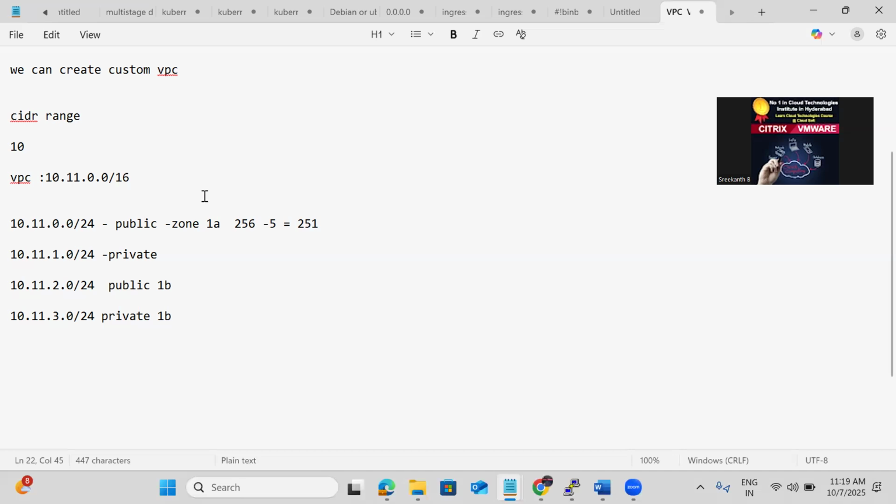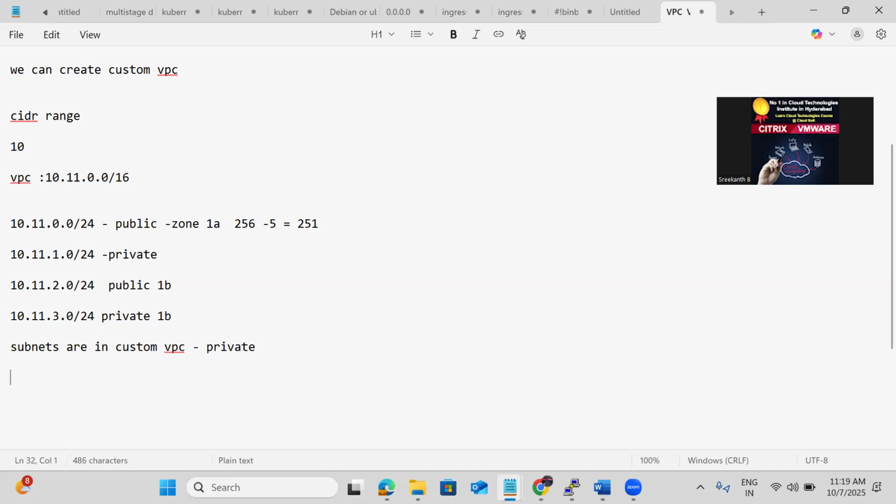But here we created those subnets, right? So what is the meaning of here? These subnets are in the custom VPC. This is not the default VPC. In the custom VPC, these subnets are, can you guess, public or private? Private. Yeah, by default those are private.